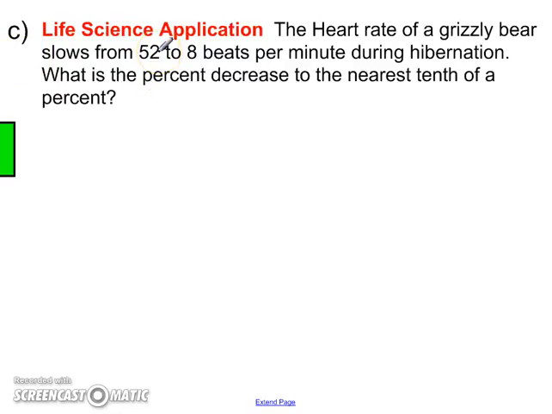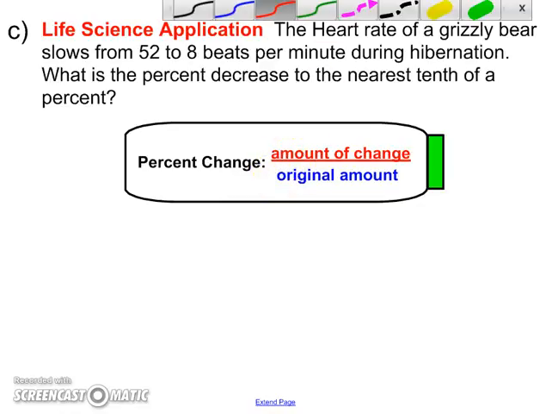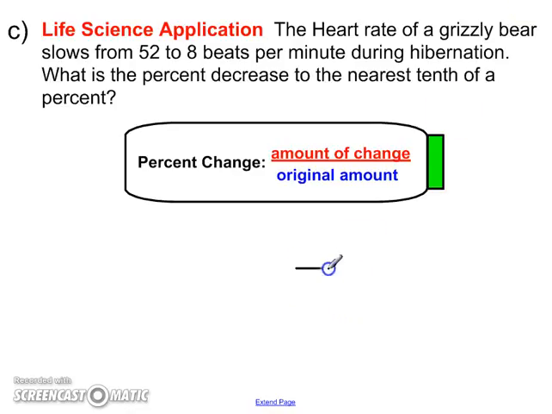All right, a science application. The heart rate of a grizzly bear slows from 52 to 8 beats per minute during hibernation. What is the percent decrease to the nearest tenth of a percent? And again, our percent change formula is the amount of change divided by the original or the starting value. Well, in this particular case, the starting value is 52. All right, so my amount of change is 52 minus 8. That is 44. So it changes by 44 beats per minute.